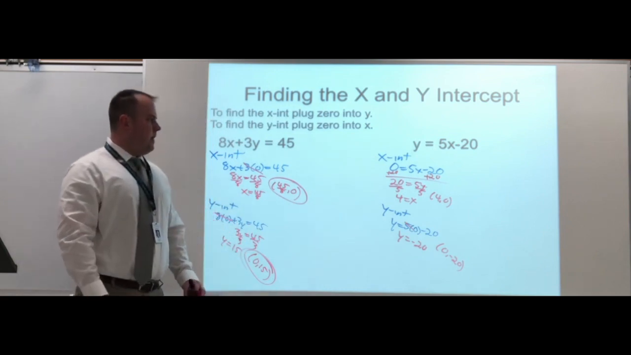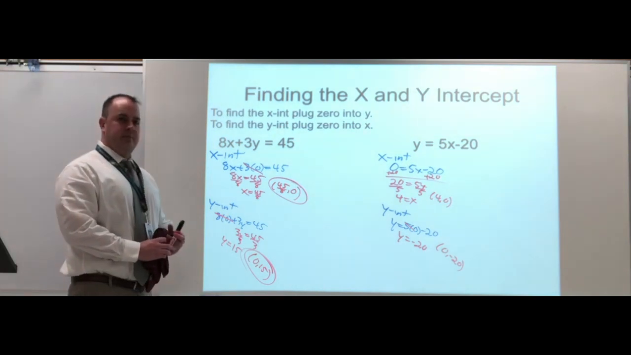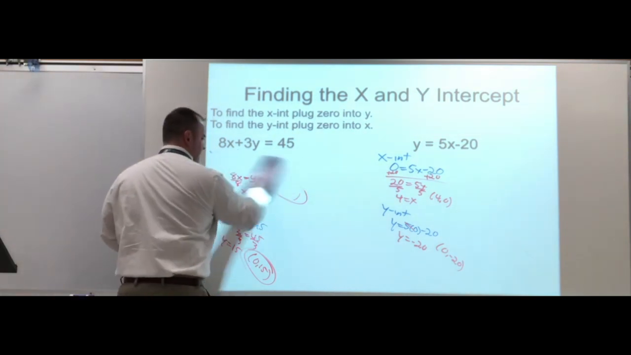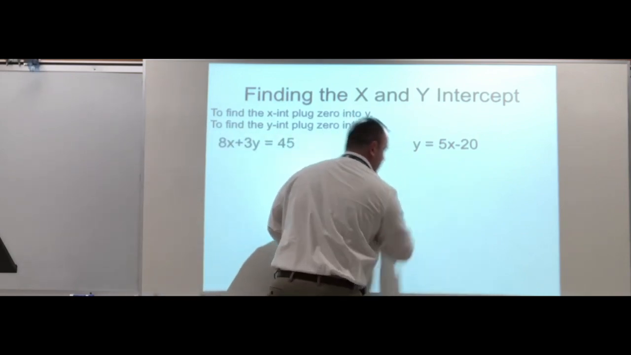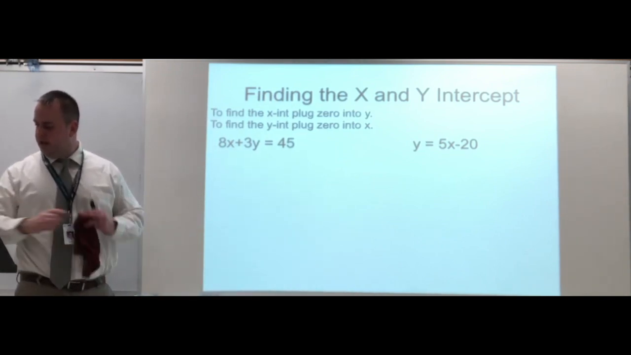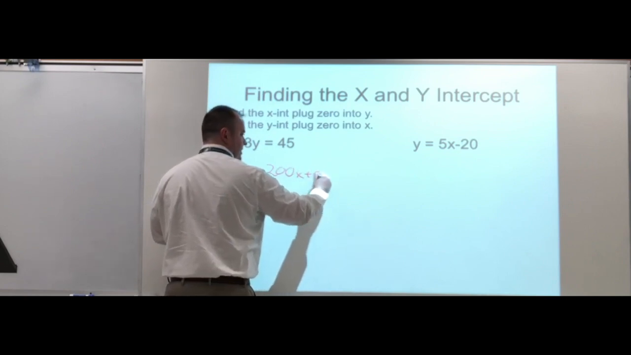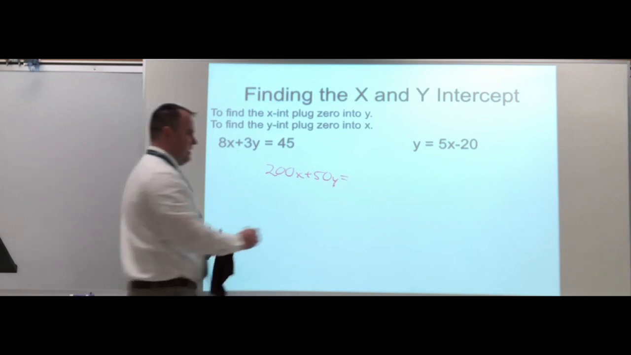So there is finding the x and y-intercept. Now why would you do this? The reason you find the x and y-intercept is because sometimes it's going to help you graph. I want you to just imagine, get rid of this real quick. What if I gave you the equation 200x plus 50y equals 70,000?